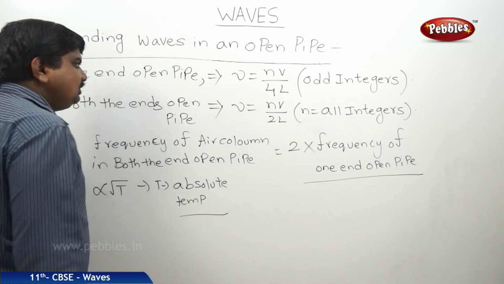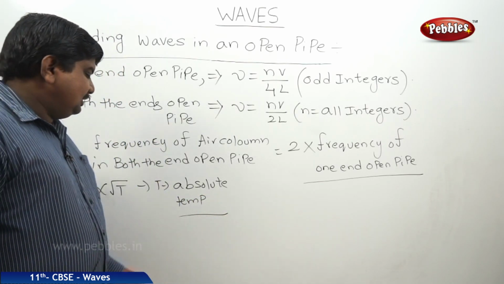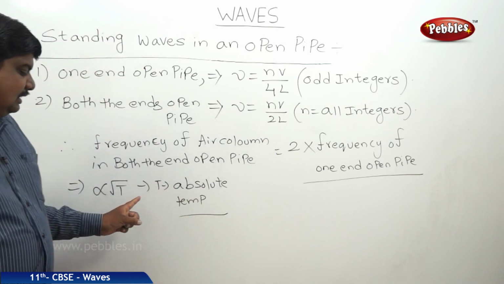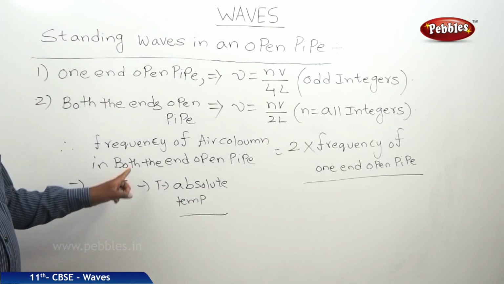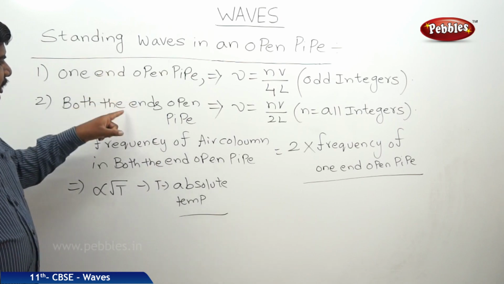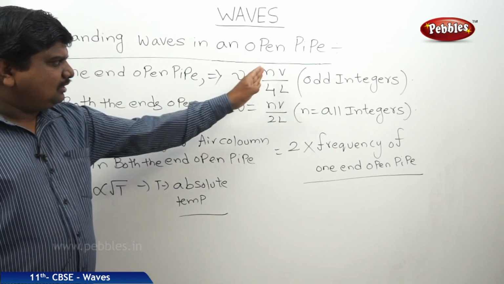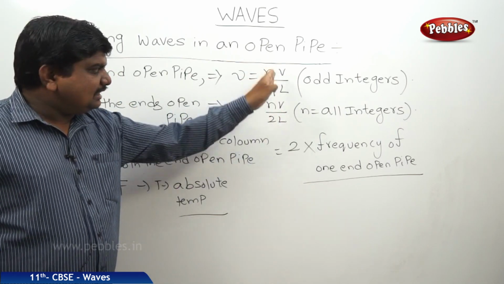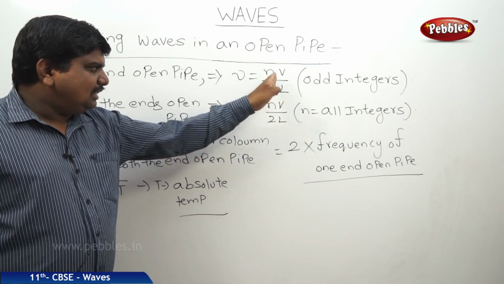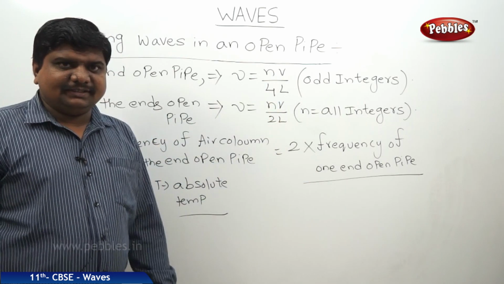So in case of both the open pipe or closed pipes, the speed of sound in air is dependent on the absolute temperature. This is the only one common point where these two cases agreed, and at the frequencies it doesn't agree, and there is a ratio like this.